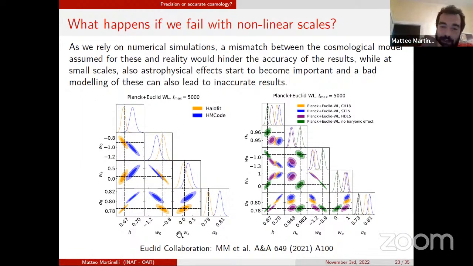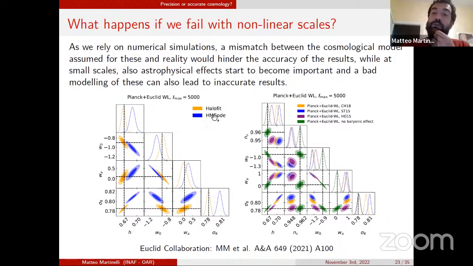So what we have shown in this work, I don't know if you can see because I have a bar here, but yeah. What we have tested is we constructed data for Euclid with lensing, creating the nonlinear regime data with one of the tools that we have to work with this regime, that is Halofit. And we analyzed this data that we created both with the good model and with another tool to compute nonlinear scales, which is HMcode.